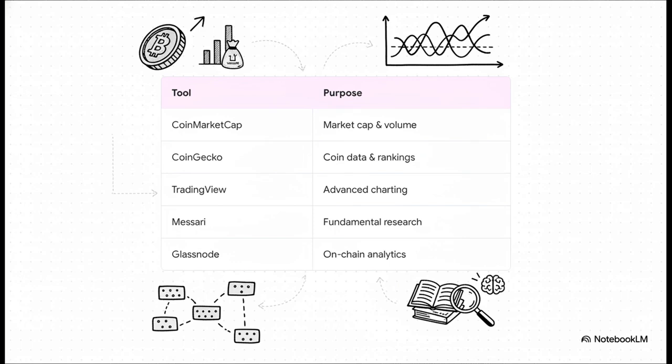Now, to actually execute this workflow, you need the right tools. Use CoinMarketCap or CoinGecko for your market cap, price, and volume data. Then jump over to TradingView for all your advanced charting and technical indicators. If you need some deep fundamental research, head over to Messari. And for on-chain analytics, tracking the actual raw network data, Glassnode is absolutely going to be your best friend.